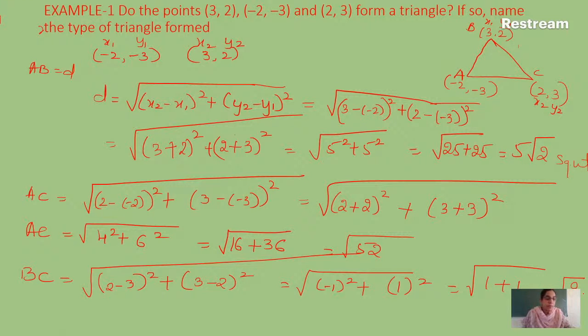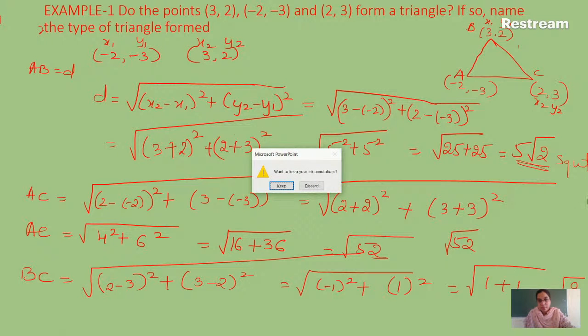Now here you got all the 3 sides. The first side is root 50, side AB. Second is root 52, that is AC, and root 2. Isn't it? This is about how to get the sides of a triangle.